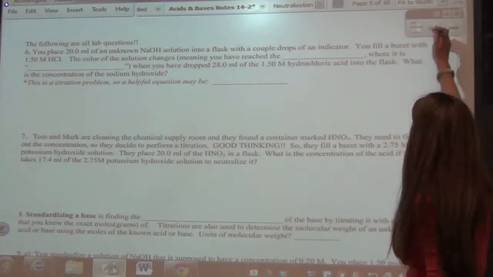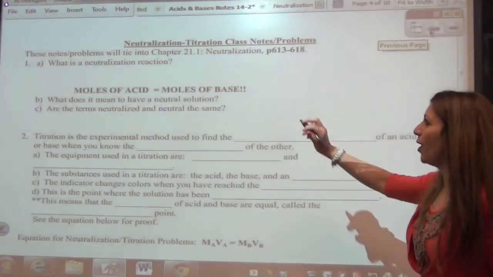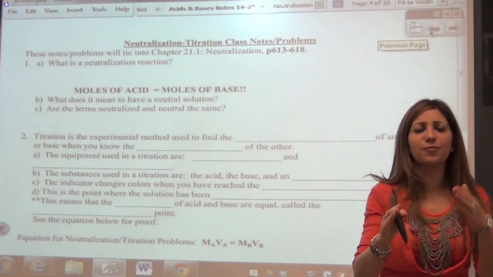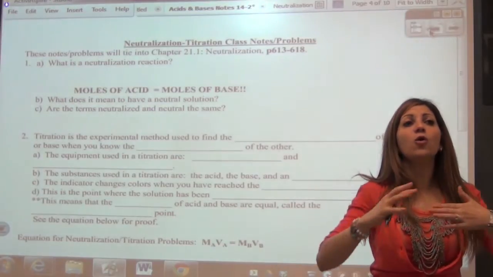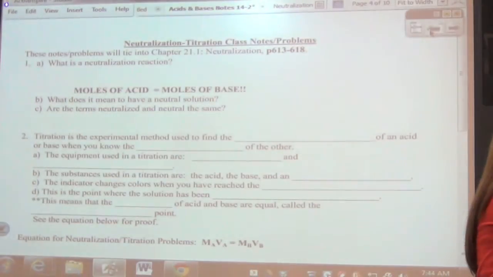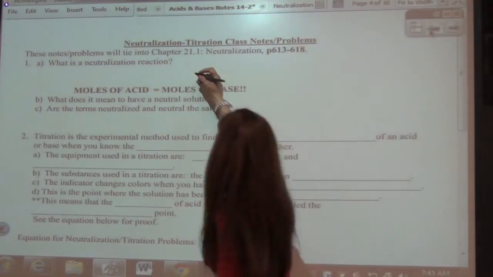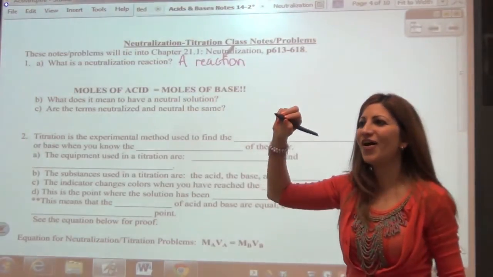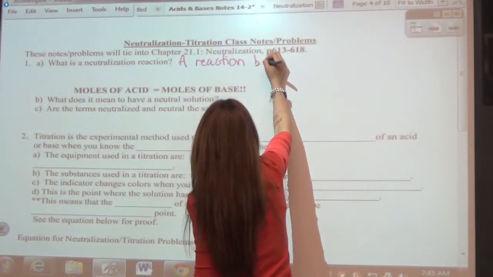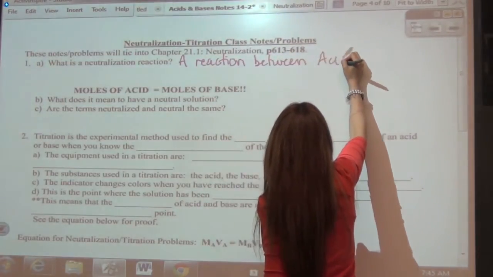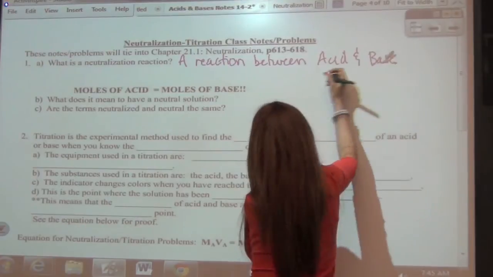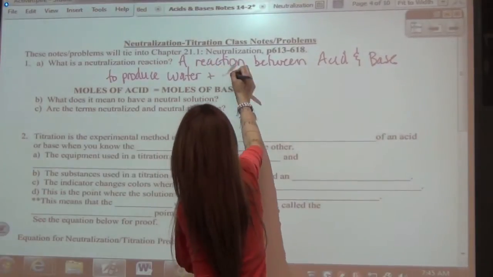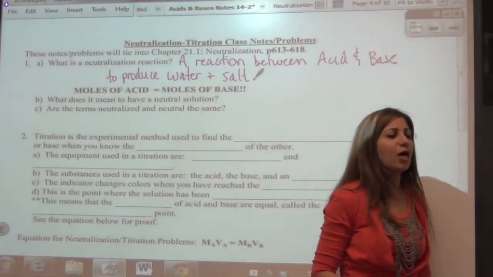So let's go back to this. It says, so what is a neutralization reaction? In a neutralization reaction, what ends up happening is your acid and your base react together, and the moles end up being equal to each other. Okay, so you need an acid and a base to produce what? What did we say you produce when you react the acid and the base together? Who are those two guys? Water and salt. Good, water and salt. So a reaction between acid and base to produce water and salt. Now, it doesn't have to be a neutral solution.